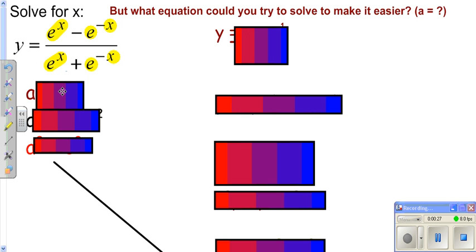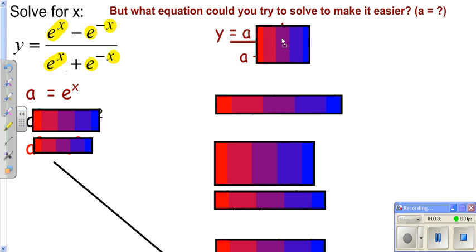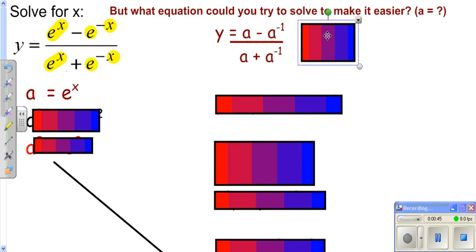So let's go ahead and say a is equal to e to the x. If we replace all these e to the x's with an a, we would get this. But here we have an e to the negative x, so it's really an a to the negative 1 and an a to the negative 1. Over here on the left, we are trying to solve it for x. Our x is now kind of hanging out where our a was. So we've got to solve this one for a.